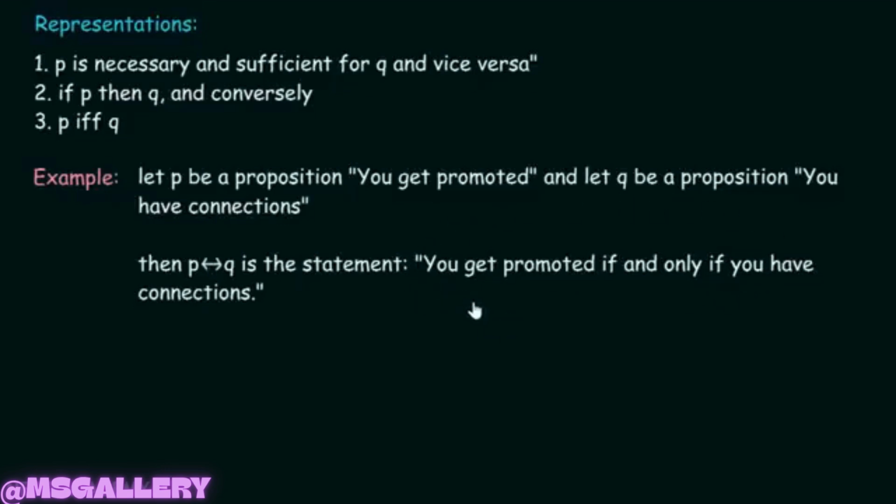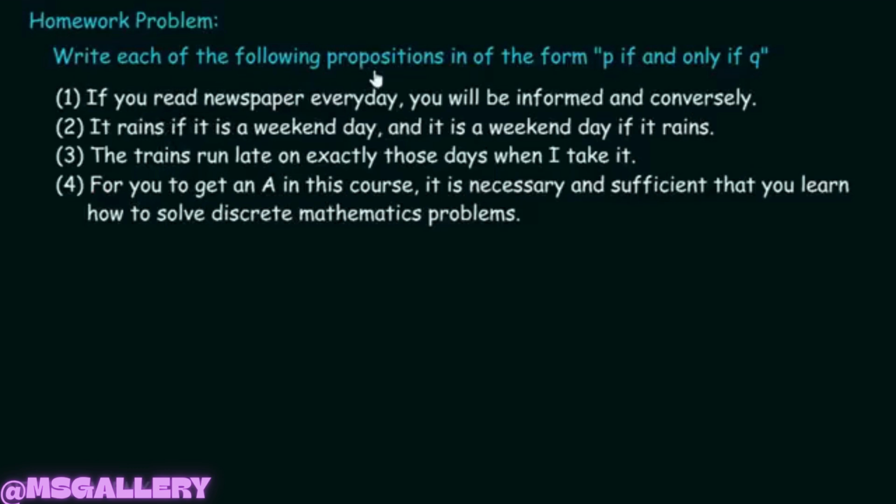Now it's time for the homework problem. Write each of the following propositions in the form P if and only if Q. If you read the newspaper every day, you will be informed, and conversely. It rains if it is a weekend day, and it is a weekend day if it rains. The trains run late on exactly those days when I take it. For you to get an A in this course, it is necessary and sufficient that you learn how to solve discrete mathematics problems. You can always post your answers in the comment section below.